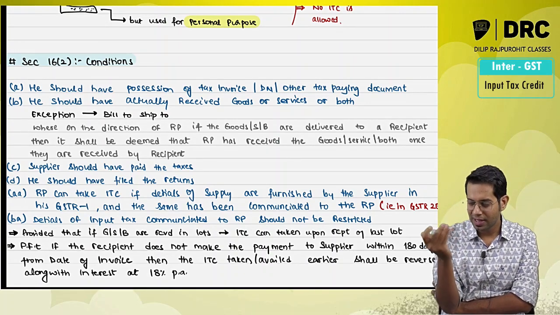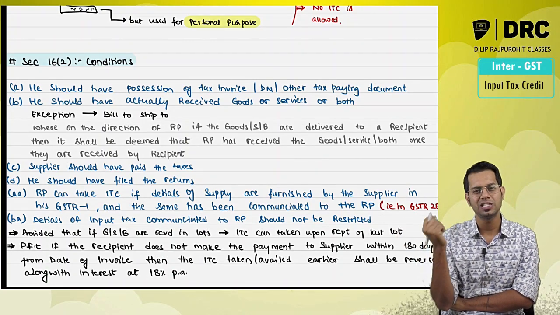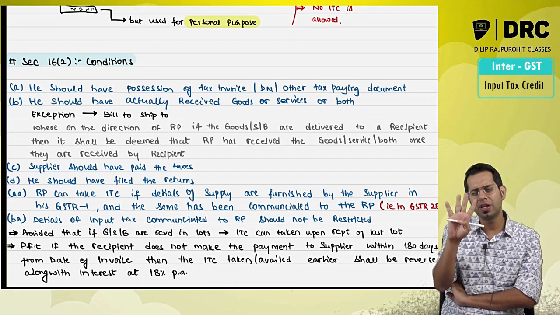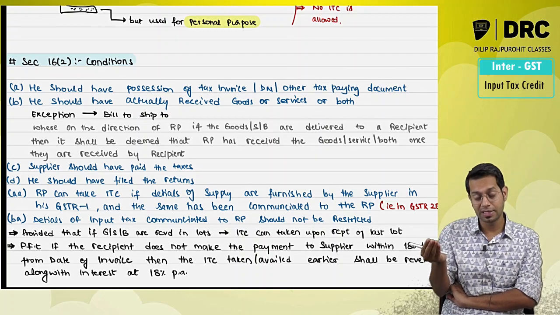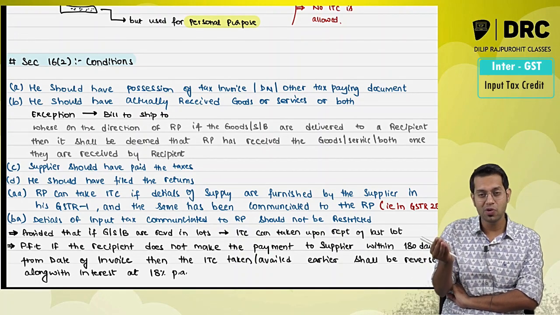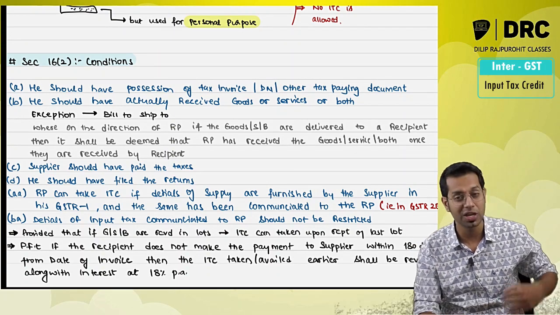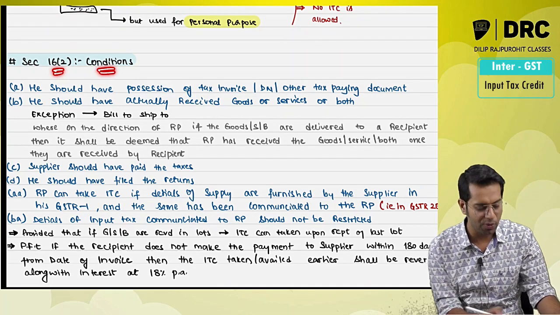So they are actually adding the conditions day by day. They are increasing the conditions based on which you can take input tax credit. When the law started, there were only 4 conditions, very simple. Now you have 5 conditions, now you have 6 conditions basically. Last attempt you had 5 conditions, now in your examination you have 6 conditions. Very beautiful and important conditions. Section 16 subsection 2 talks about conditions.